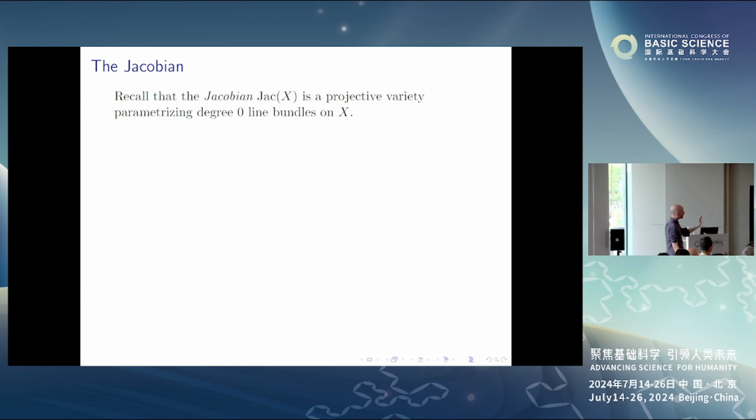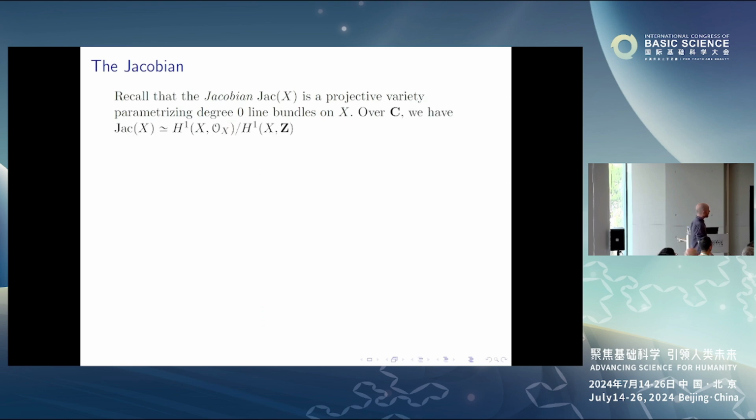So now I want to talk about the Jacobian. The Jacobian, a key hallmark of the theory of Riemann surfaces or algebraic curves, is a certain projective variety that parameterizes degree 0 line bundles on X. So the points of the Jacobian are just degree 0 line bundles on X.